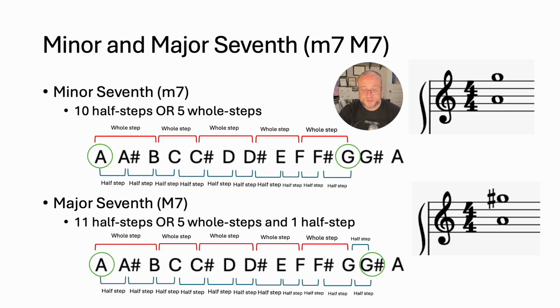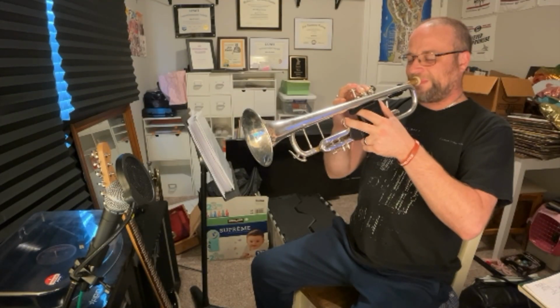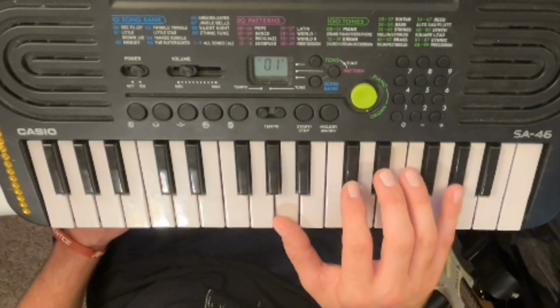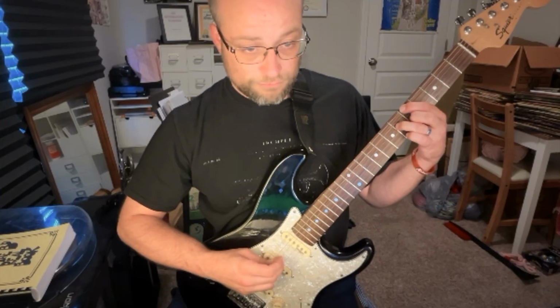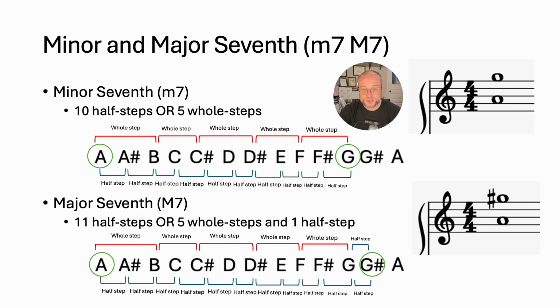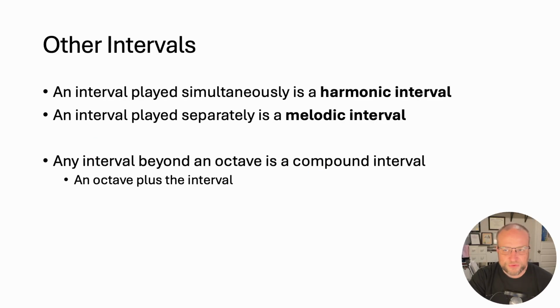The major seventh is separated by 5 whole steps and a half step, or 11 individual half steps. It's the note just before the perfect octave. The words "a world" in World of Pure Imagination from Willy Wonka and the Chocolate Factory is a good example of the major seventh. Here are a couple of other notes about intervals.